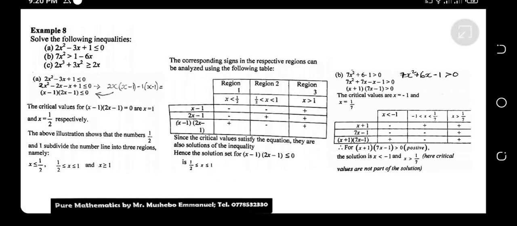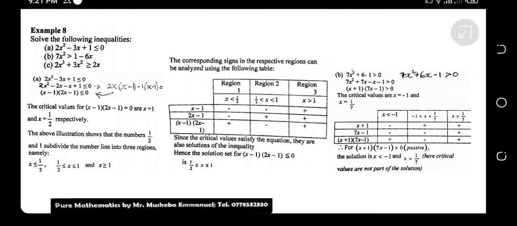When you come to B, still it remains the same. Here you are given 7x squared plus 6x minus 1 greater than 0. So still here you have to factorize this, so that you get factors on this side, and the factors we are having are x plus 1, another bracket 7x minus 1, greater than 0. So the critical values of x here, when you equate these two brackets to 0, are x equals -1 and x equals positive 1 out of 7.